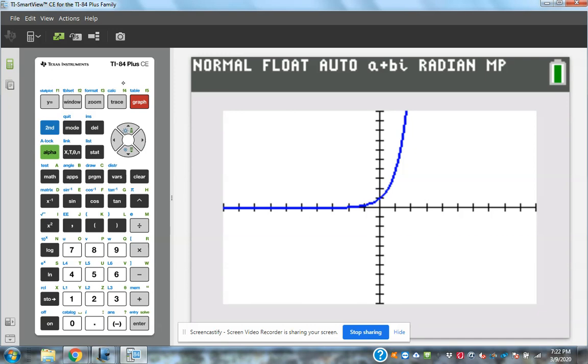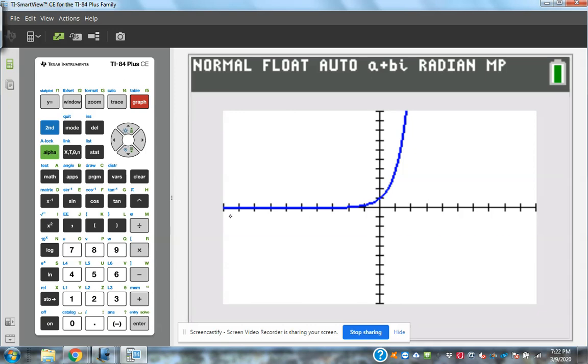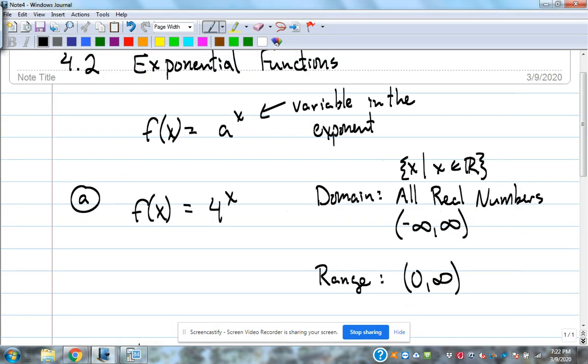So for this one, our domain is all real numbers because it keeps moving to the right. It kind of slows down how fast it moves, but it's still continuing to move to the right, so the domain keeps going forever. The range starts at 0 and goes up to infinity. It really never gets to 0 because there's no way you can raise 4 to a number and get 0 back. If you raise 4 to a negative 10th power, you're going to get a small fraction. It's almost 0, but it's not quite 0. So our domain is all real numbers. Our range is from 0 to infinity.